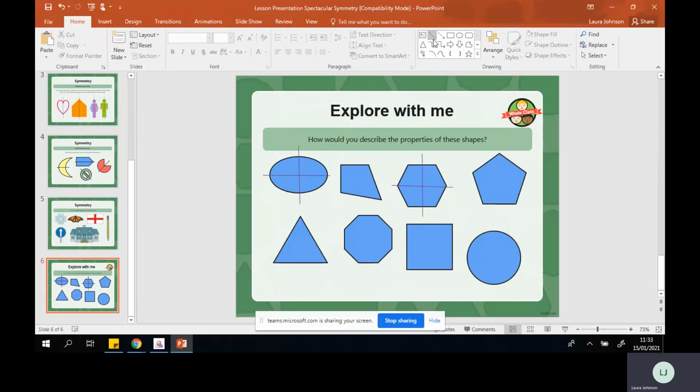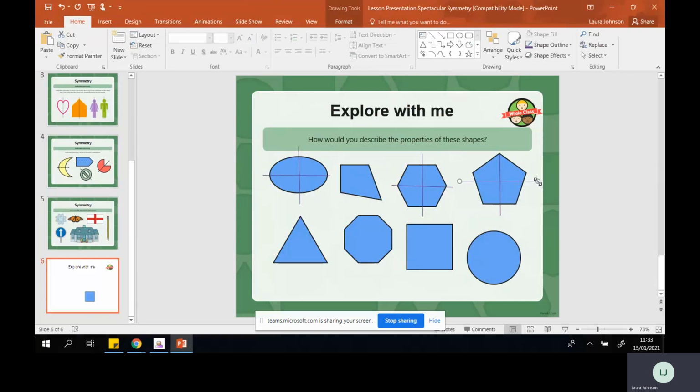I'll try another shape. What about my pentagon? A pentagon has five sides. I try vertically first. Is it the same on both sides? Yes, it is, isn't it? If I try horizontally through the middle, is it the same on both sides this time? No, it's not, is it? So that's not a line of symmetry.